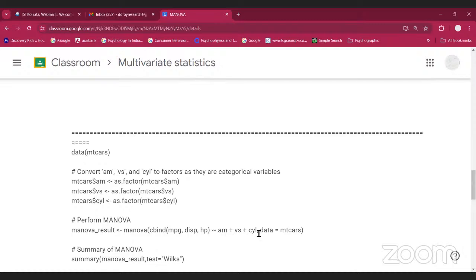If you want to take only one variable, then you can write tilde AM. These things are not required. But if you want to add some more independent variables, then you can add them.